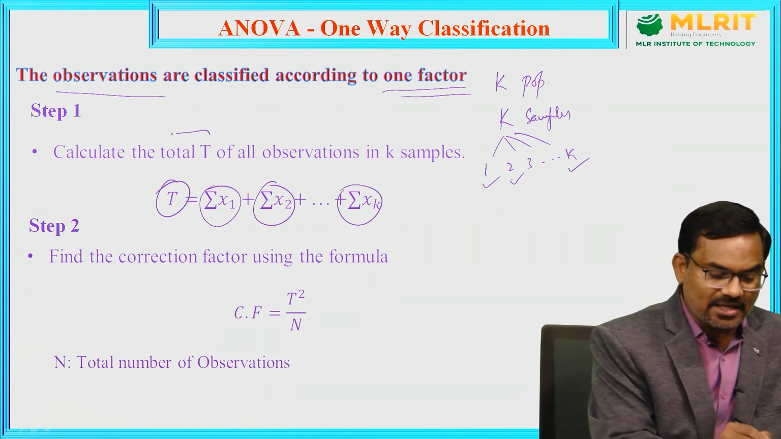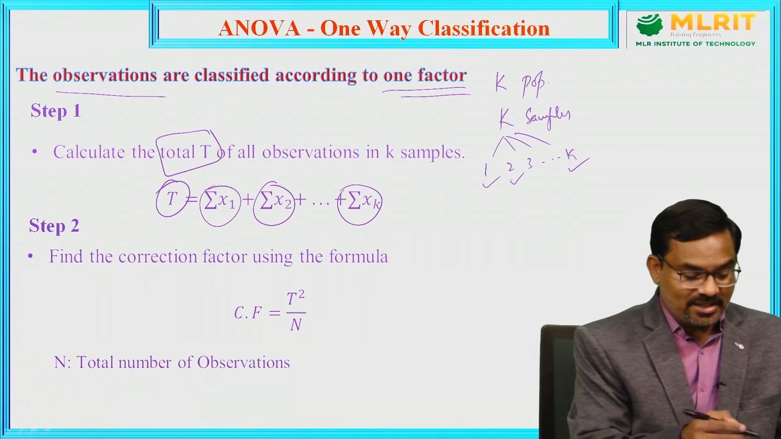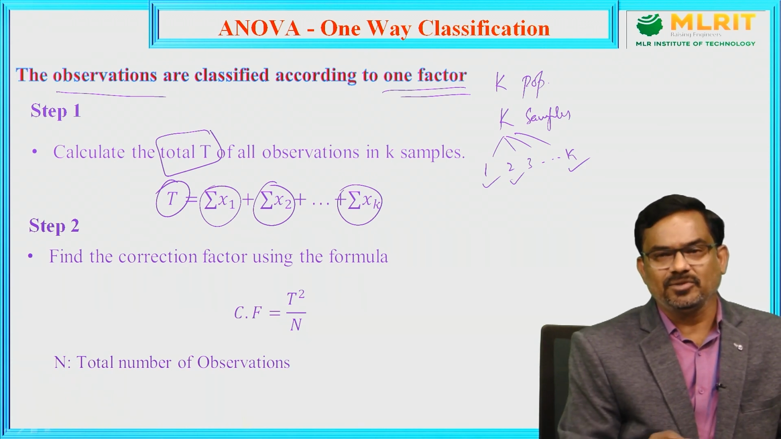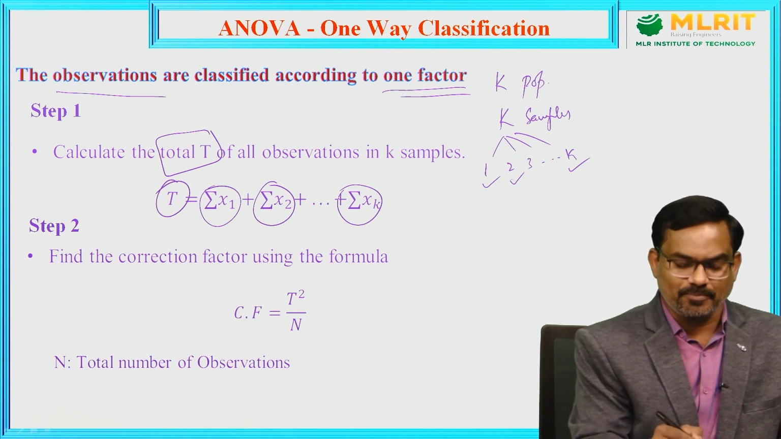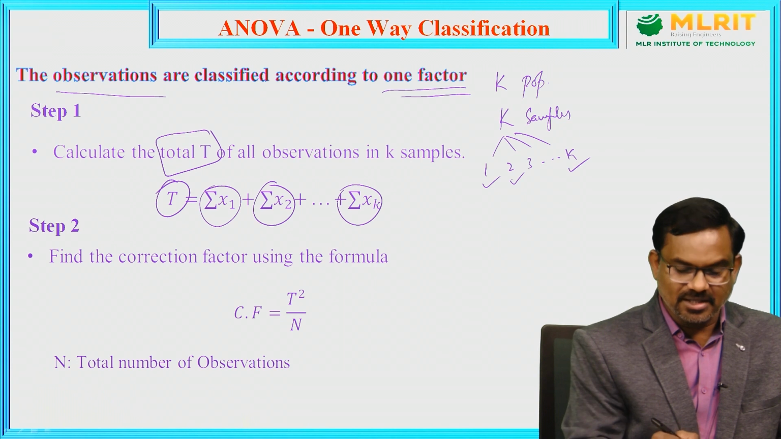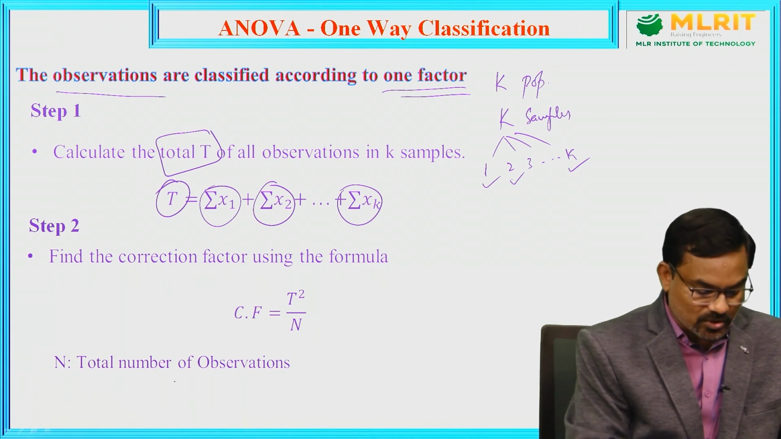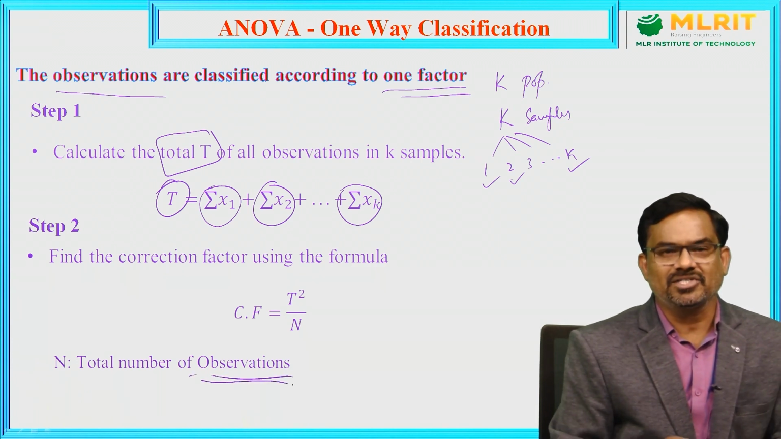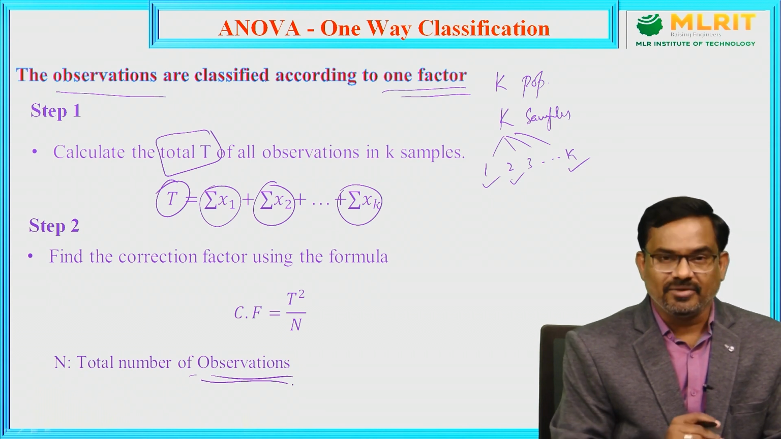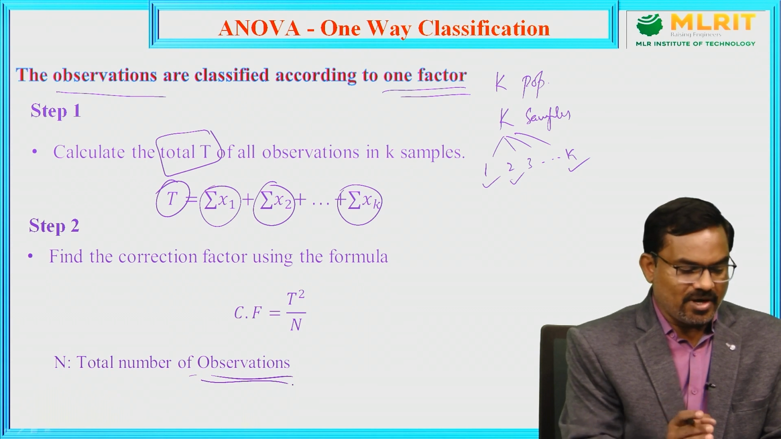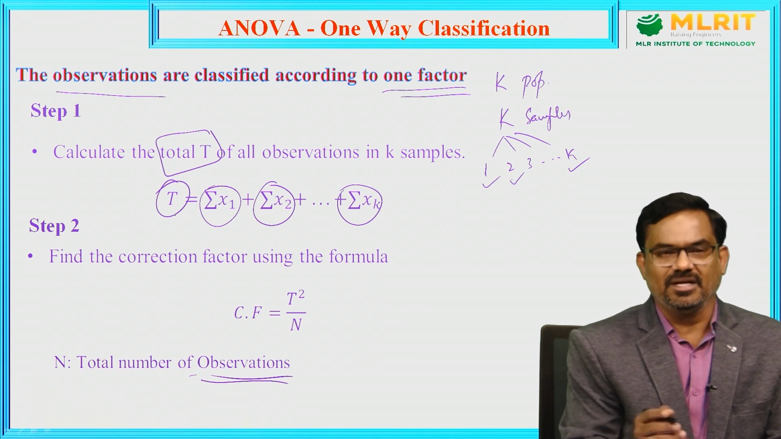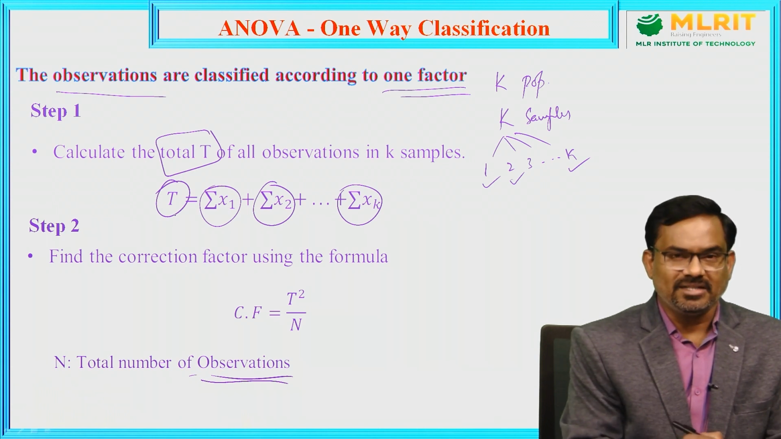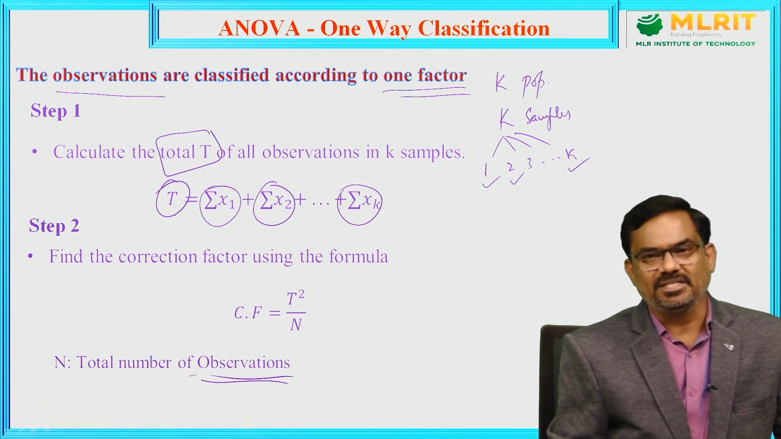Step 1, we calculate the total capital T, and in step 2, find the correction factor using the formula T square by n. So, the total which we have obtained in step 1, square the value of the T divided by n, where n is the total number of observations. So, the correction factor is denoted by Cf given by T square by n. So, in ANOVA, first we calculate the total of all observations given in the samples, then find the correction factor using the formula T square by n.